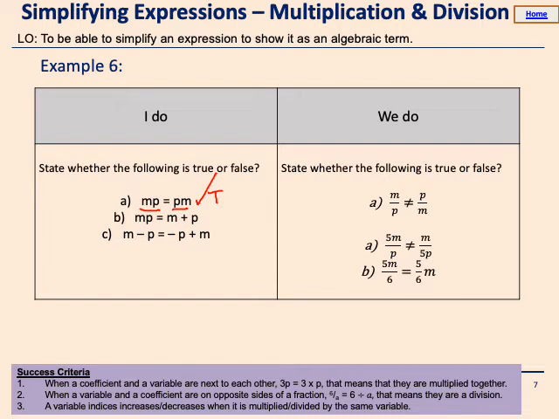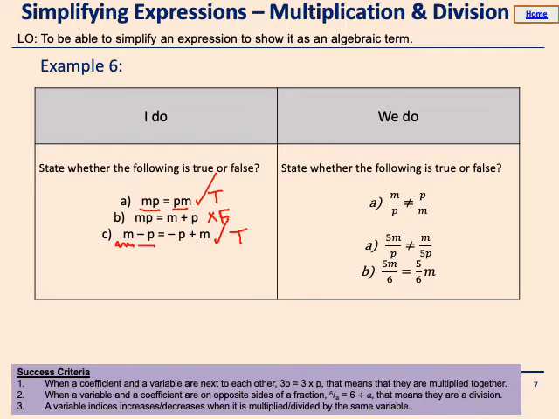M times p, is that equal to m plus p? No, that is false. Again, you can put in some numerical values if you want to try and see if this works. So m minus p is equal to minus p plus m. That is true, because what we've done is we have a positive m here and we have a negative p.